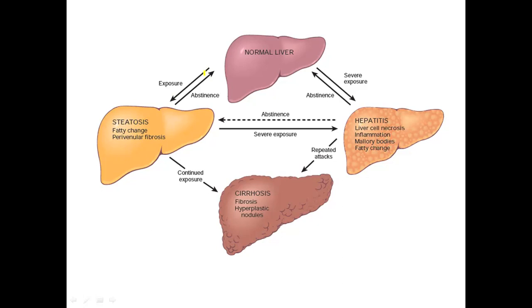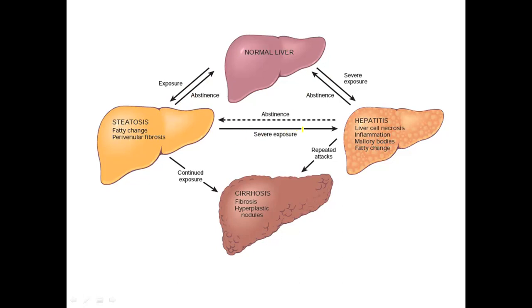So exposure to alcohol leads to steatosis and perivenular fibrosis in the liver. But as you know, this is a reversible condition. So abstinence from alcohol may revert the liver back to a normal situation.